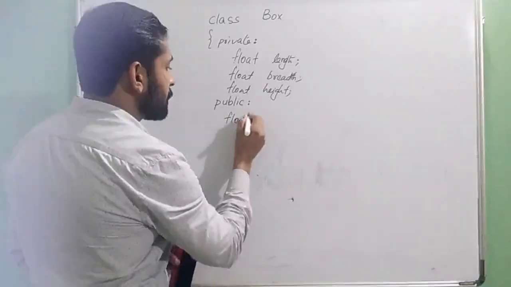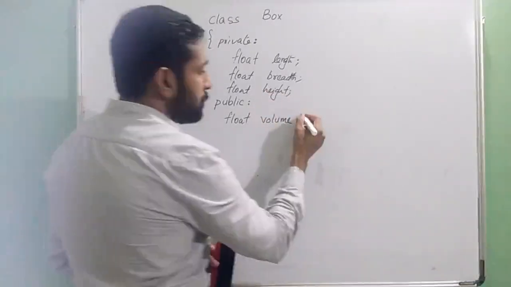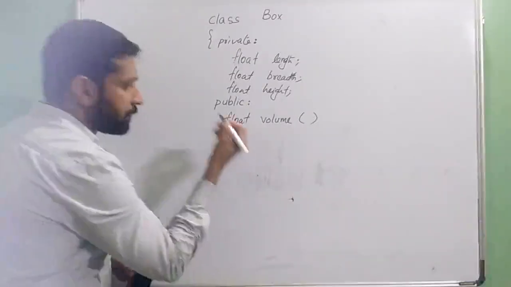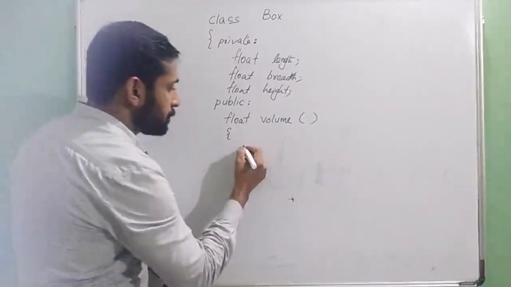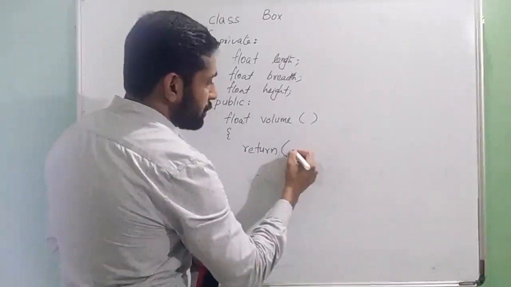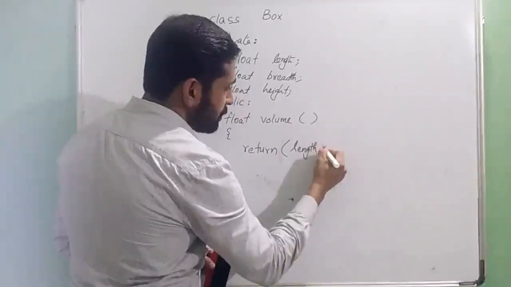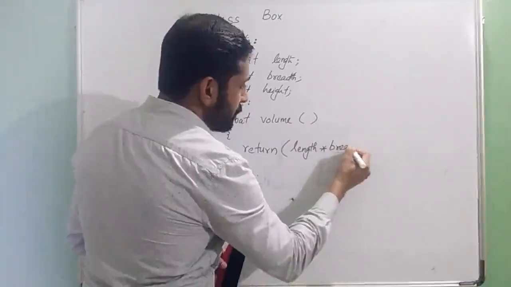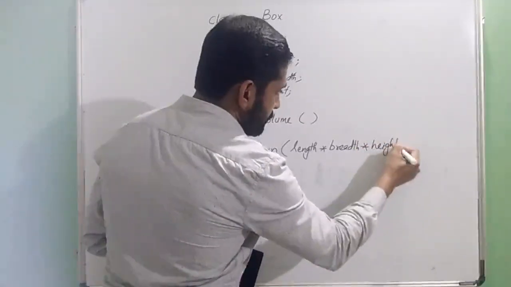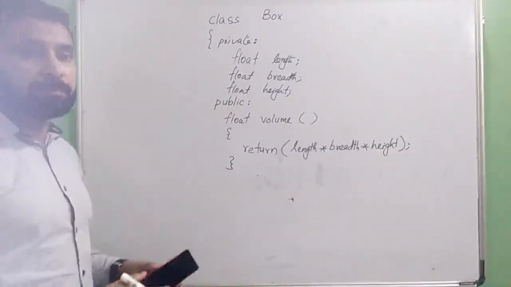So here we are going to create a function called volume. Float volume. We are writing return length into breadth into height. So this is the function to return volume.